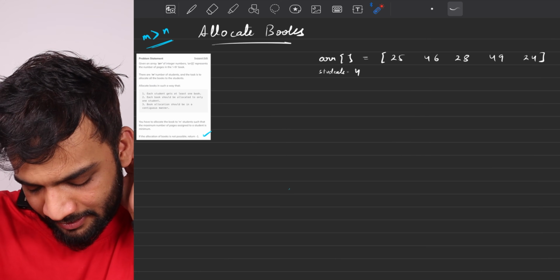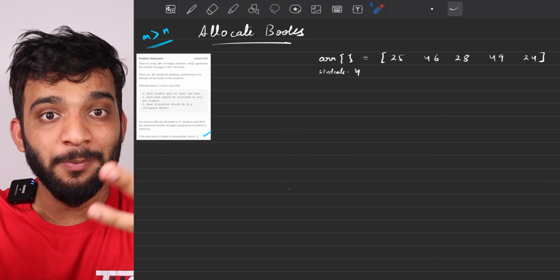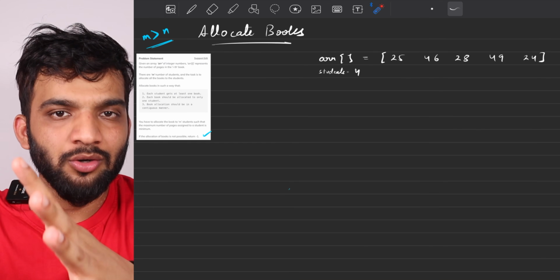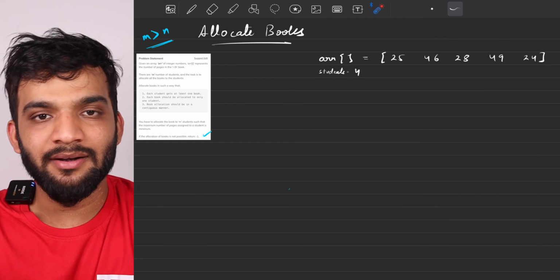So how do I solve that? Now I know one thing for sure. Whenever we have something like max of min or min of max, binary search will be applied, but I'll not go straight away to binary search. I'll start thinking, okay, what's the standard brute force?